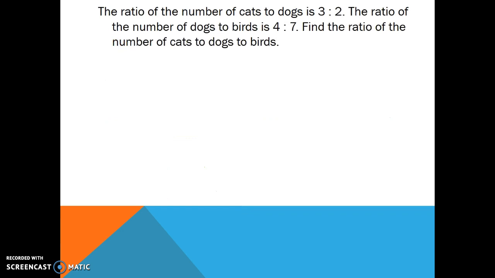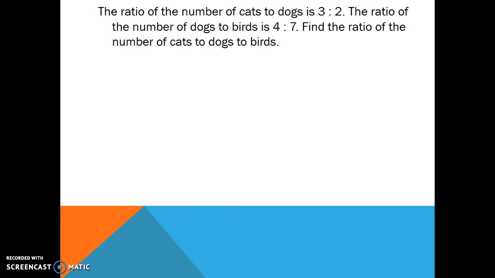Here's another one you should try on your own, and then come back to the video and see if you were right. It says that the ratio of the number of cats to dogs is 3 to 2. The ratio of the number of dogs to birds is 4 to 7. Find the ratio of their number of cats to dogs to birds.